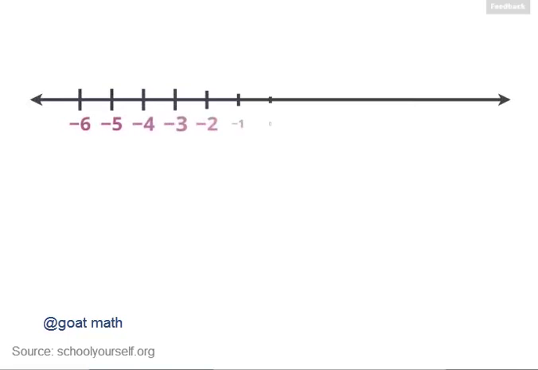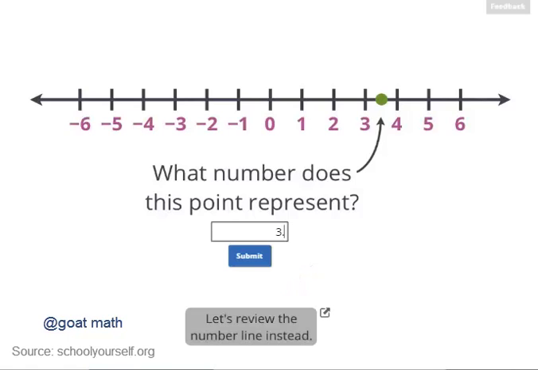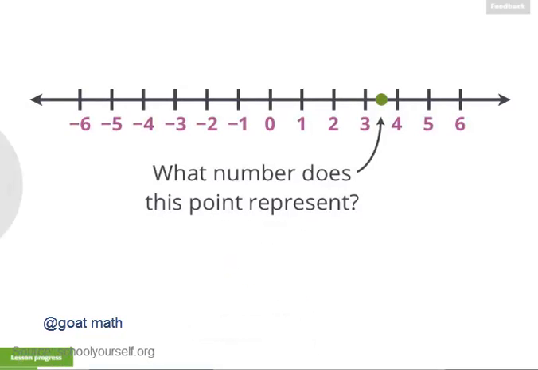Before looking at inequalities, let's draw a number line from -6 up through +6. What number would you say this point represents? If you're not sure, click down here to review. Right, it's about 3.5.